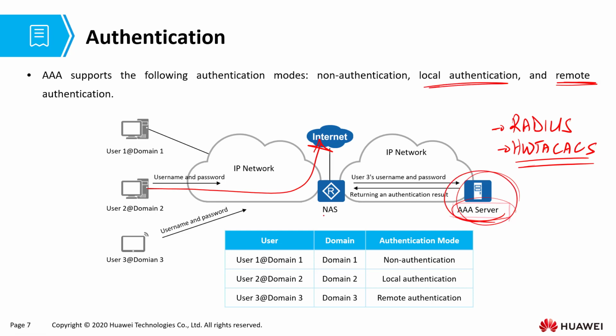Local authentication is when you get authenticated by a server through which you're accessing the network. Non-authentication is where we don't authenticate you at all. We trust you 100%. So that is what authentication is, the first A.